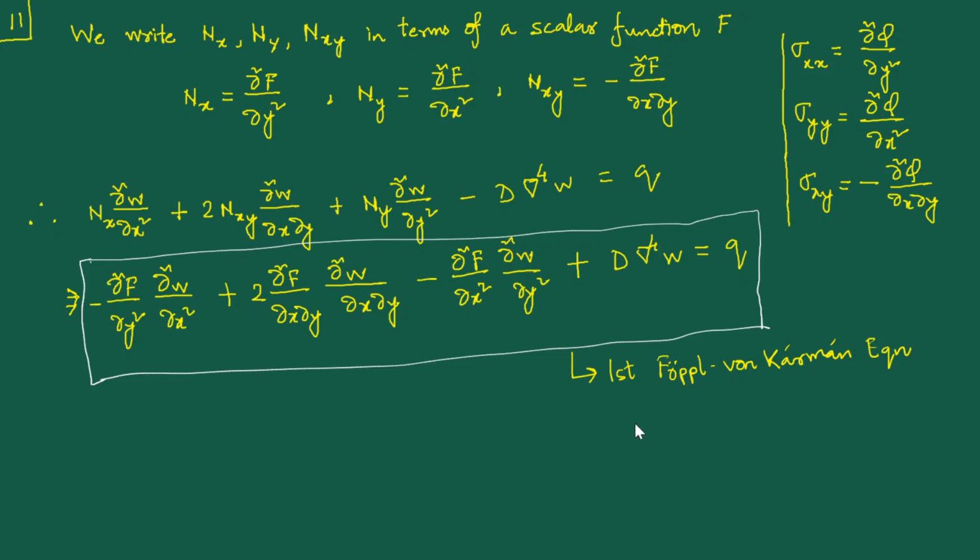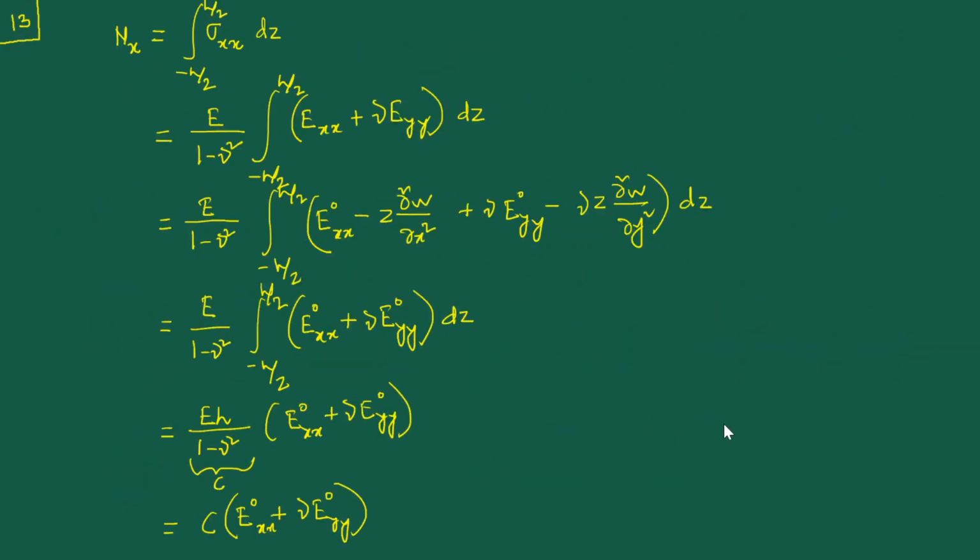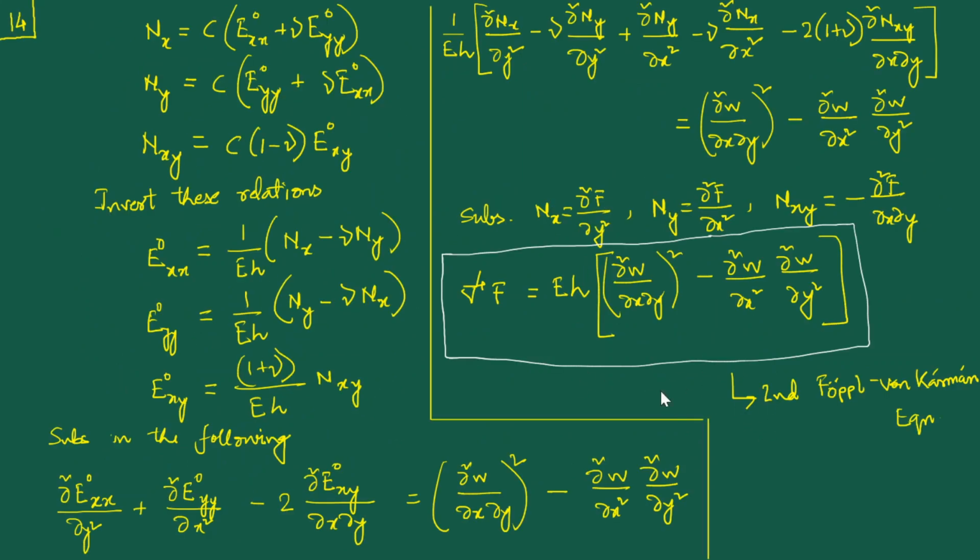All right, so with this correction we have the two Föppl-von Kármán equations. This is the first one, and as we have just derived it, this is the second one.